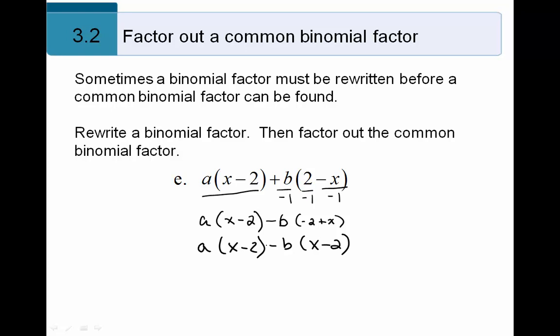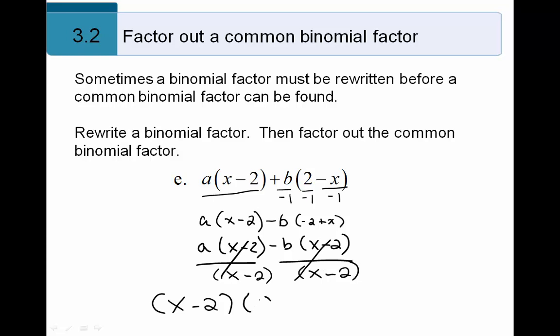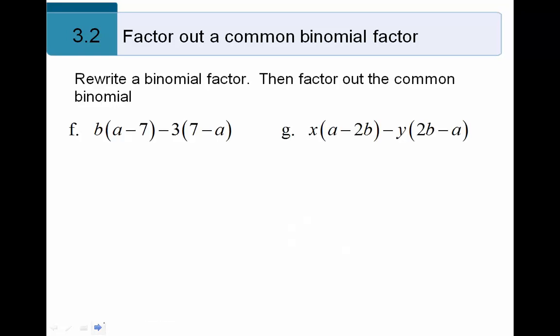So now I can just go ahead and do what I've been doing on the previous ones. I can see that my common factor is x minus 2, so I will factor it out. And when I divide each of these sides by x minus 2, my missing factor is a minus b. Make sure you have parentheses around both of the binomials, or you could write a minus b multiplied by x minus 2. So we're going to do a few problems like this now where you need to rewrite or factor out a negative 1 on one of the binomials in order to be able to factor out a common binomial.